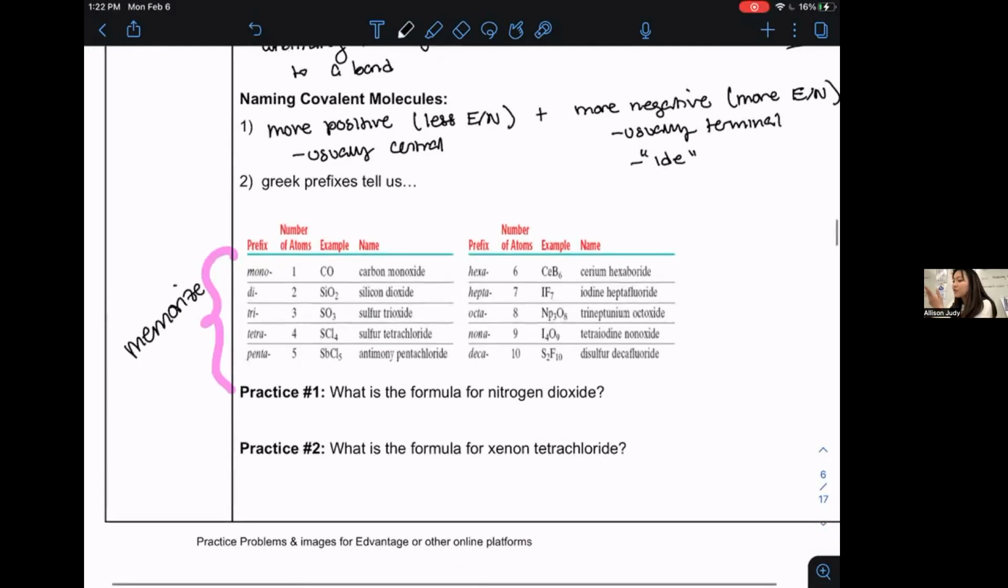And what we have is, what is the formula for nitrogen dioxide? Nitrogen with 2 oxygens. Oxygen in a bond, and there's 2 of them. Notice it is a prefix. It goes before the atom it's talking about. Ide is a suffix.